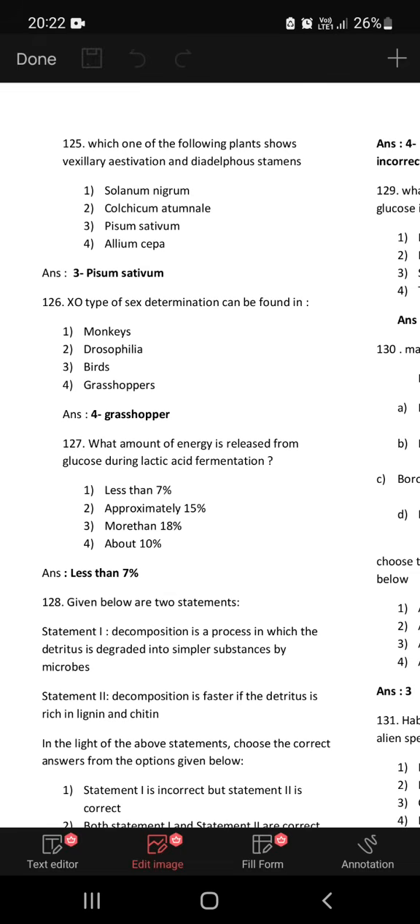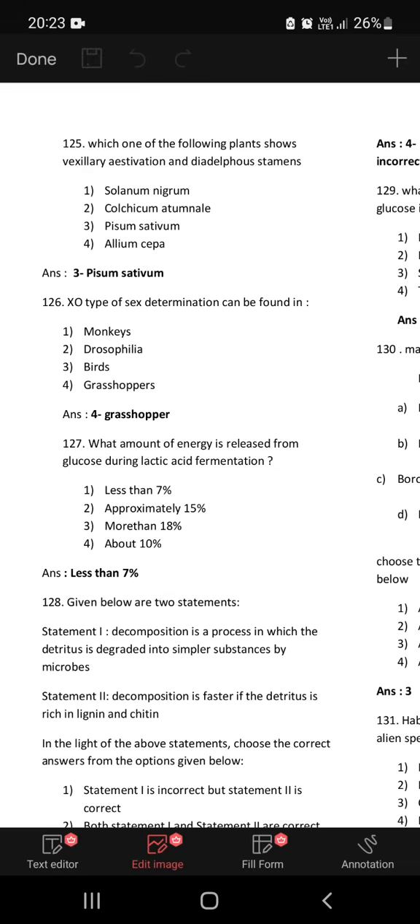So the next question is, XO type of sex determination can be found in monkeys, Drosophila, birds, grasshopper. The answer is grasshopper. Among insects, some of them are haploid, like even in the case of drones. The male honeybees are haploid, formed parthenogenetically. So the fourth option, grasshopper, is the correct one.